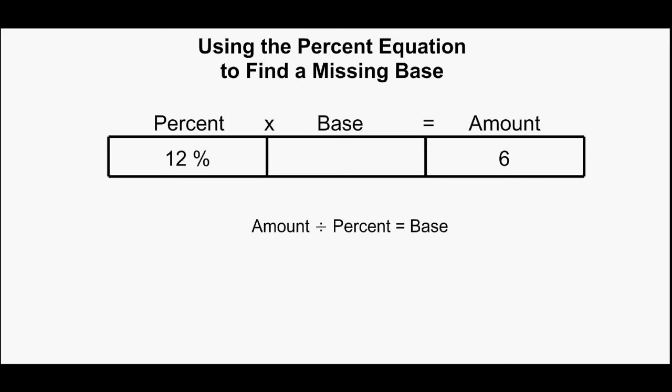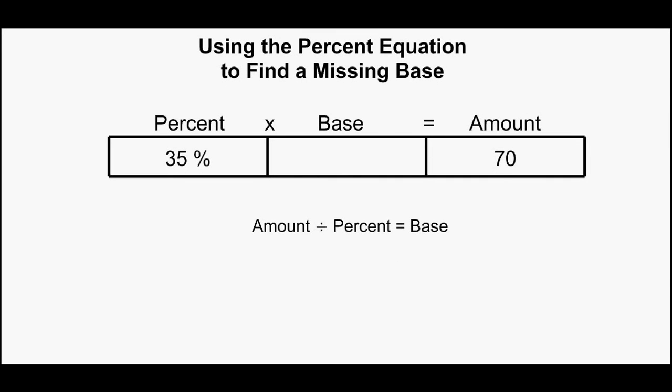Here, the missing base. Take the amount, divide it by the percent. It will equal the base. Our amount is 6 divided by the percent in either decimal or fraction form will equal the base. Our answer, 50. The missing base is 50.